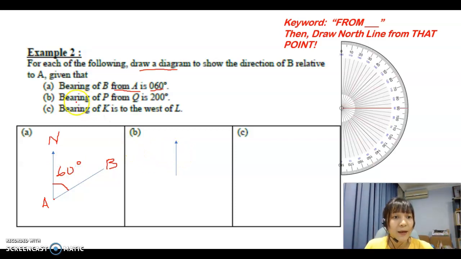Okay, the next one, bearing of P from Q now. So this is from Q. I draw Q here. And then from this point, I need to know where my north is. North is here. Then what do you do? 200. One straight line, one compass half is only 180. So what do you do? We know one straight line is 180. So you have to add how many more degrees here? 20 degrees here, isn't it?